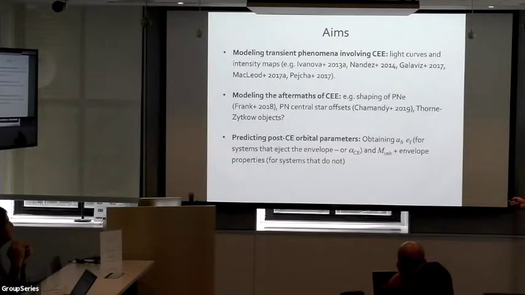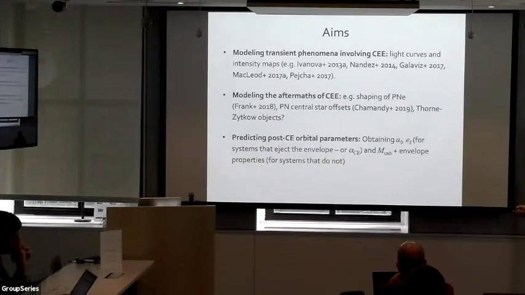For example, shaping of planetary nebulae, which Adam will be talking about. The offsets between the binary central stars of planetary nebulae and the nebulae themselves, which we've looked at in some of our papers, and perhaps Thorne-Żytkow objects, which I know some observers are now searching for.